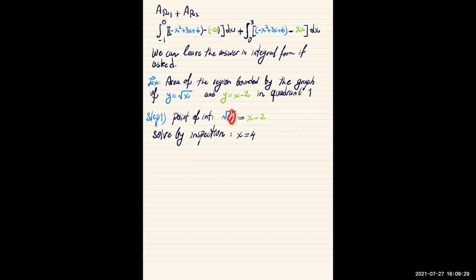Because if you put 4 here, you get 2. You put 4 here, 4 minus 2 is 2. 2 is equal to 2. So that's a point of intersection. Now we can graph.